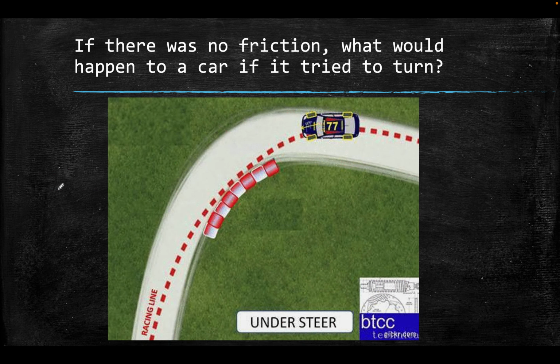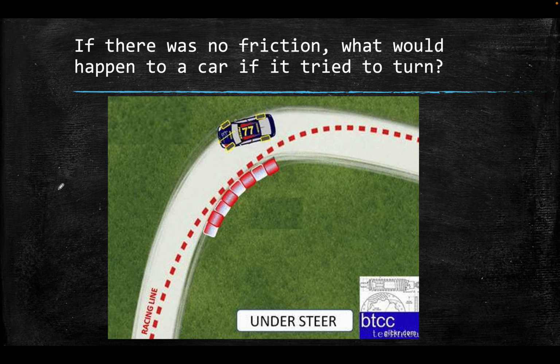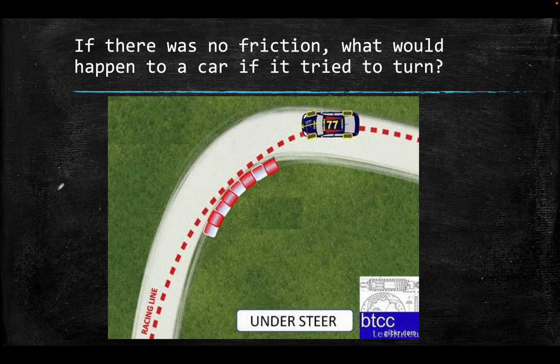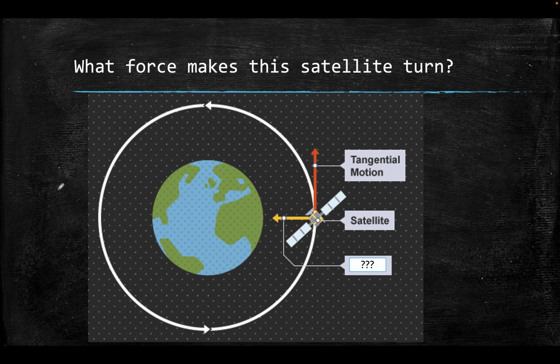I've just answered that question. What would happen if there's no friction? It will slide off and keep going straight. Exactly. You will just slide off the track. So you need friction to turn in a car.